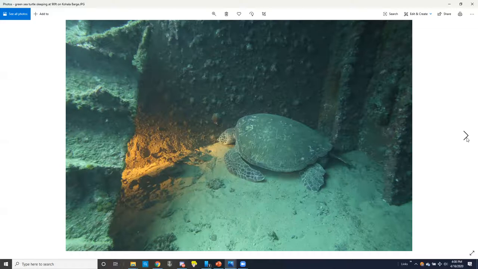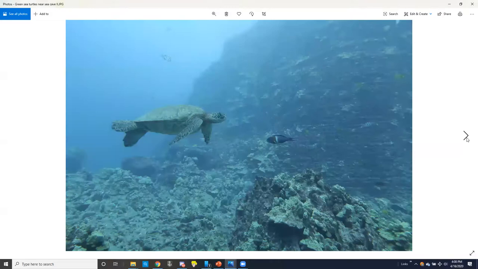When they're not feeding, they'll just sleep on the bottom. They can hold their breath for a couple of hours at least. This is a picture from a place called Sea Cave. It's an area where there's a cave against the wall and then a big drop off. Really nice dive site in Oahu.